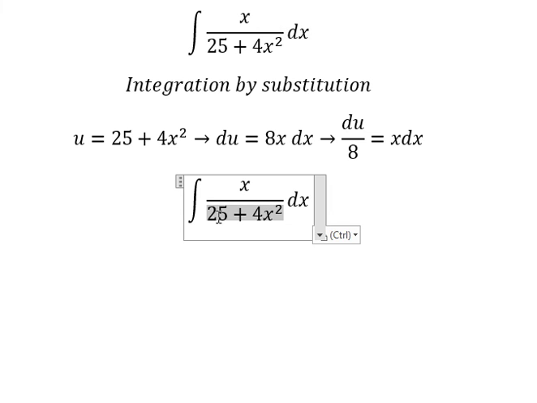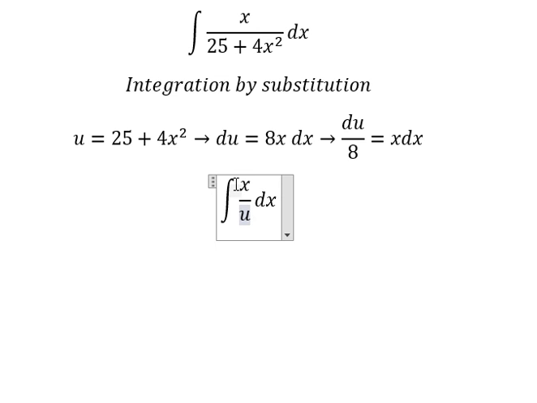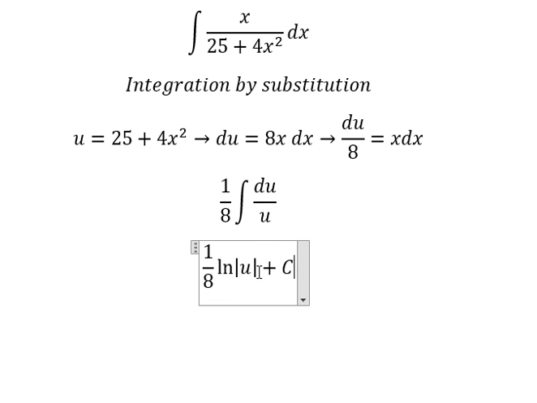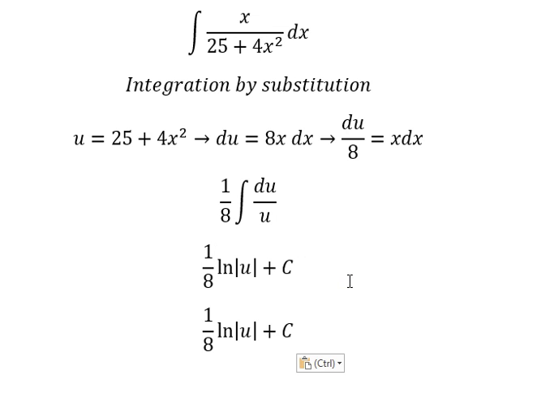So this one we change to u. s ds we change to u over number 8. The integration of u over u, you get ln of the absolute value of u, and we put plus c. About u, that's it for this one.